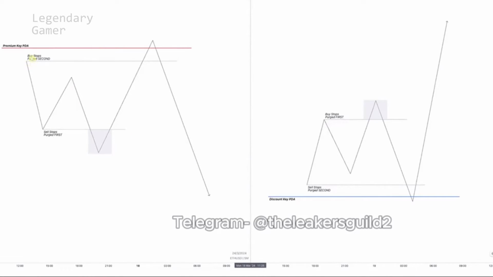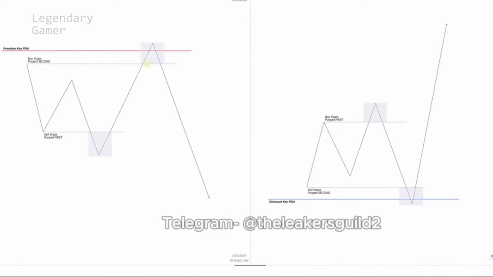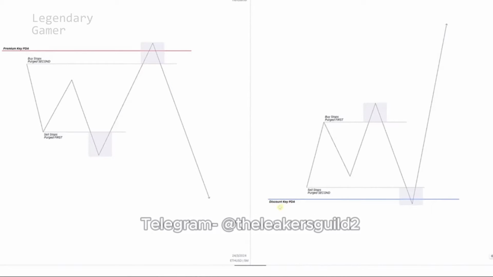We're going to purge the buy stops second over here, right? We're going to take out that high, and now we're accumulating buy stops over here, and the key is it has to be in a premium key level, that PD array. And then in a bullish scenario we want to see that discount PD array, right?